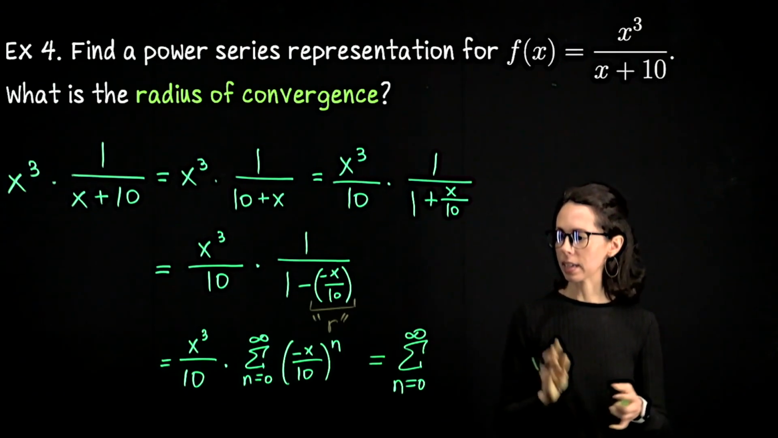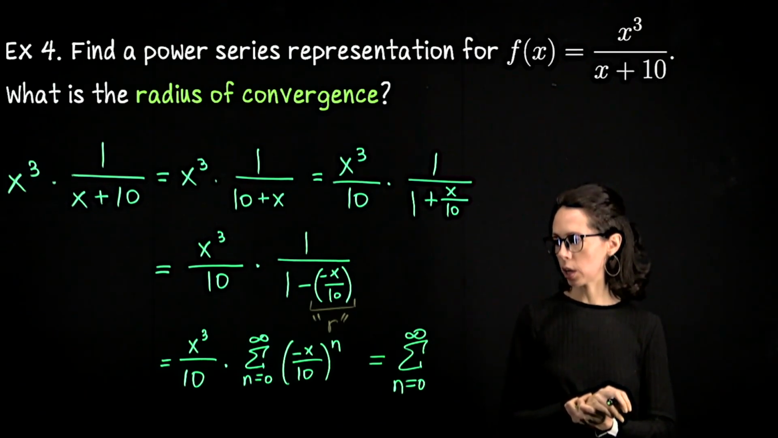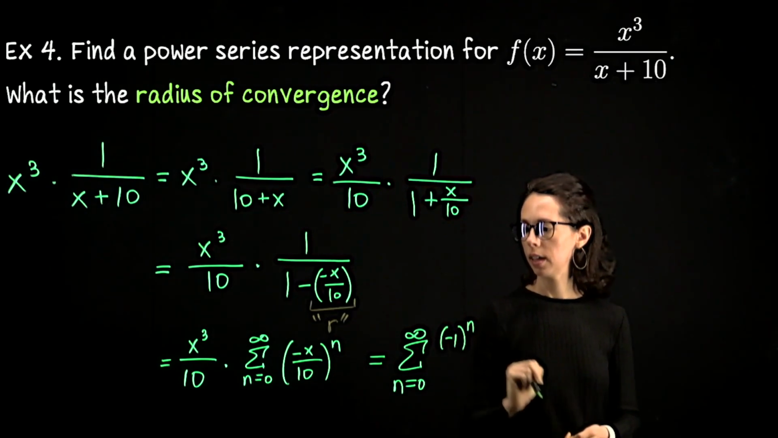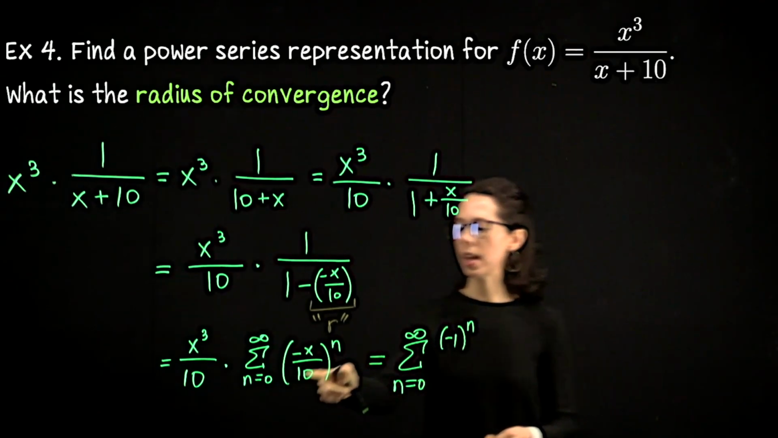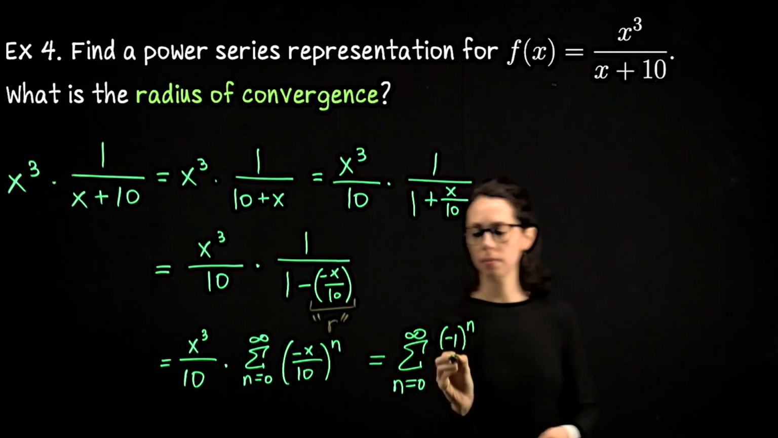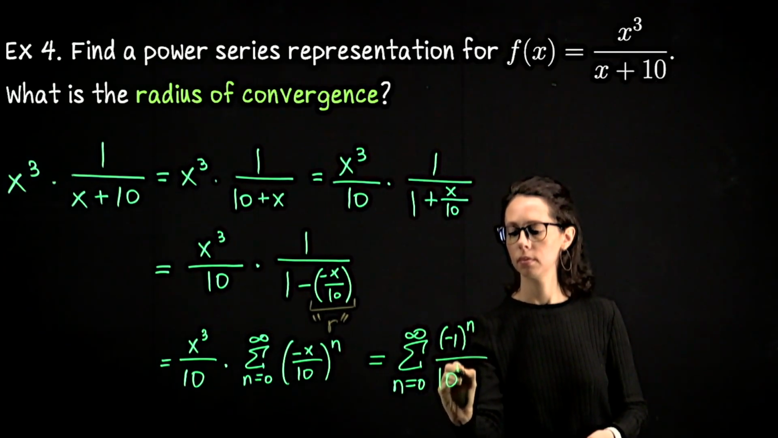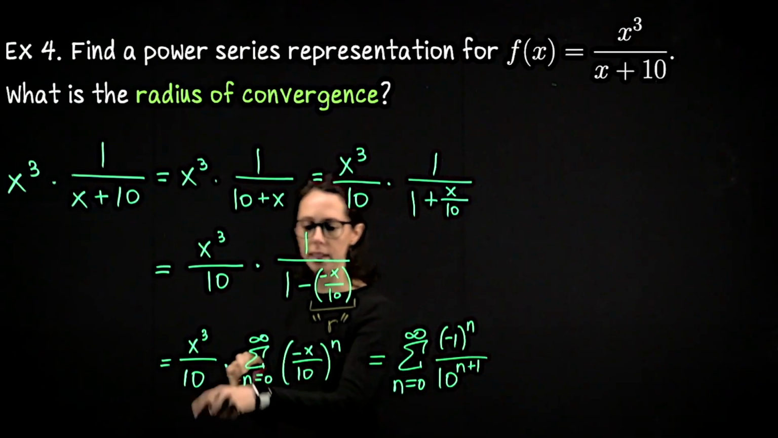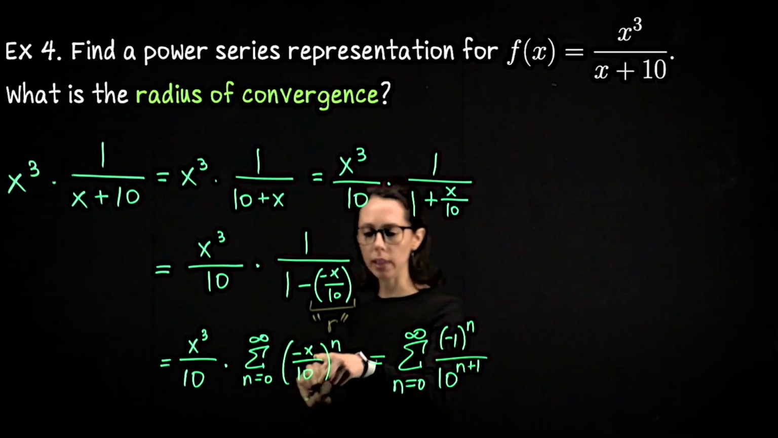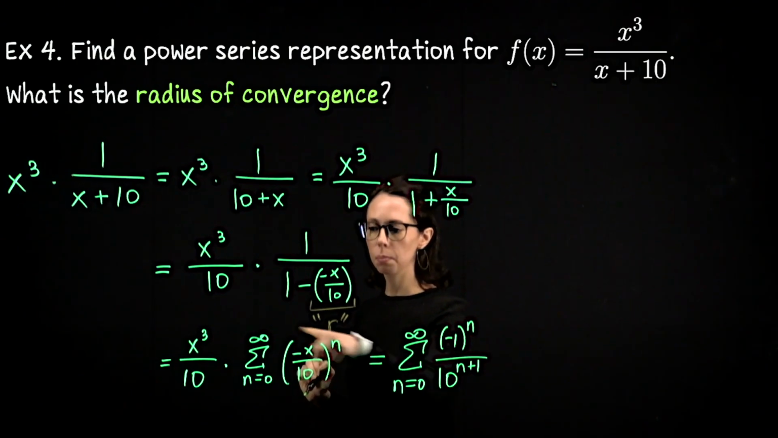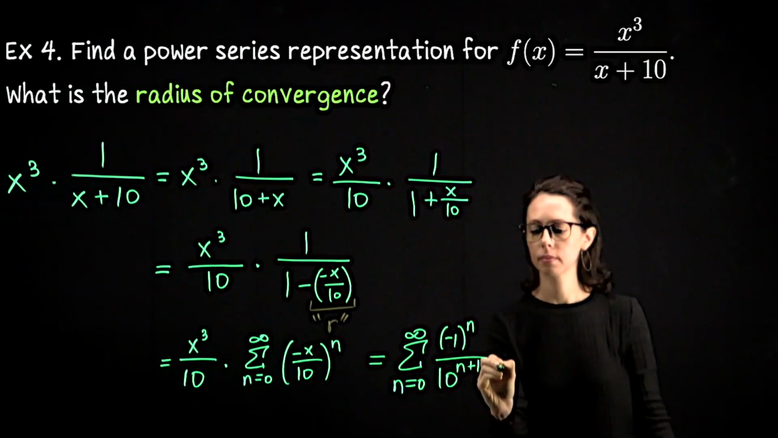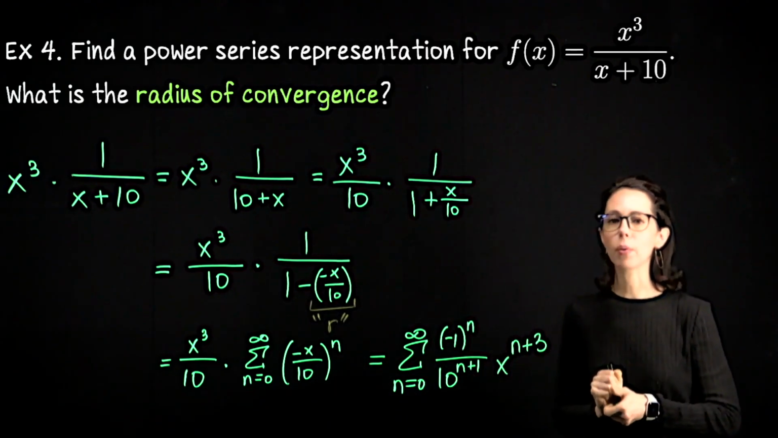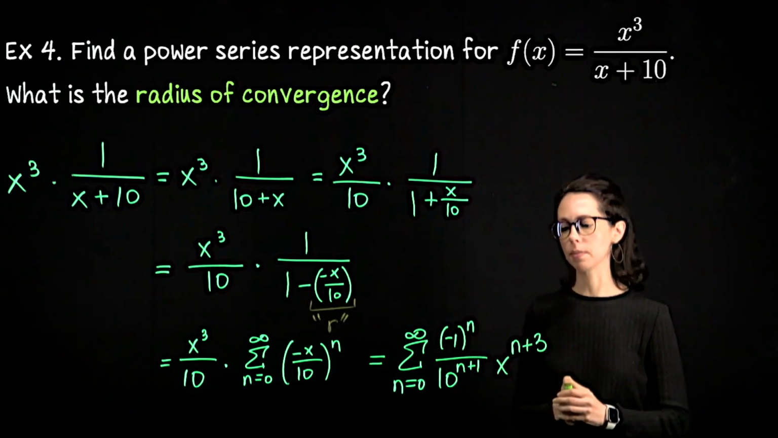So if I collect my non-variable terms, my coefficients, I'm going to have negative 1 to the n. And then in the denominator, we have 10 to the n plus 1. Okay, so that takes care of the negative, and the 10 to the n, the 10 here. For the variable, we're left with x to the n plus 3. Okay, so that is the power series representation for this function.